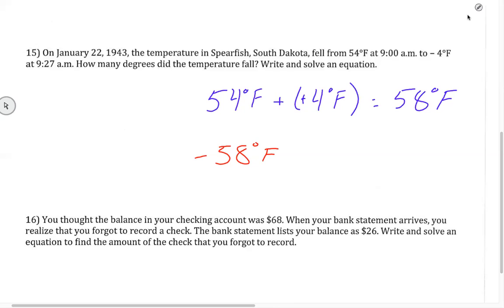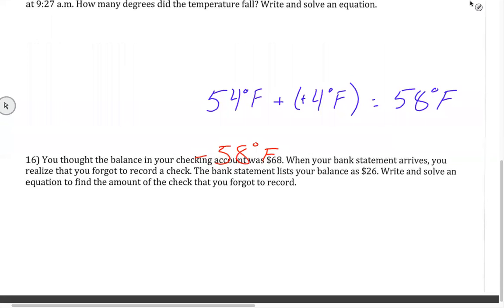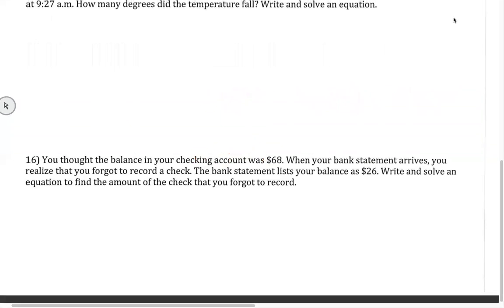All right, moving on. Now, Chucky is like, Harmon, when do we ever use math? And this is when you use math. You thought the balance in your checking account was $68, Chucky. When your bank statement arrives, you realize that you forgot to record a check. Happens all the time. The bank statement lists your balance as $26. Write and solve an equation to find the amount of the check that you forgot to record. Chucky, you with me?